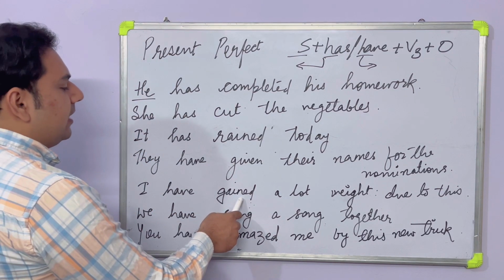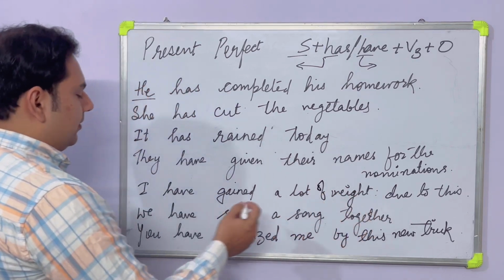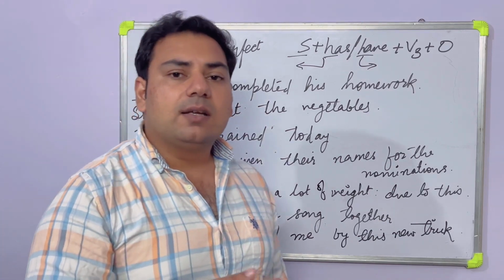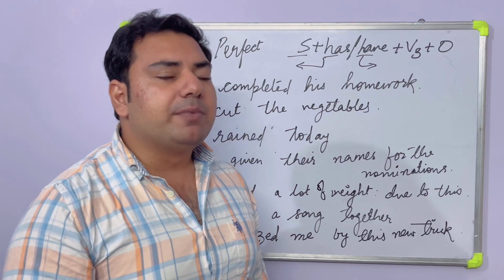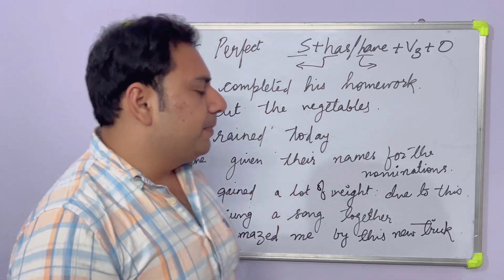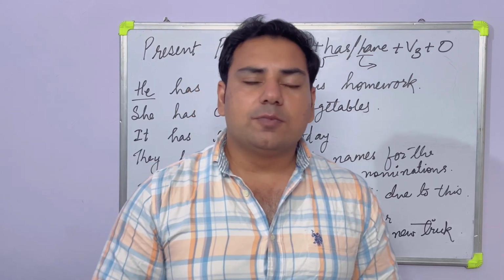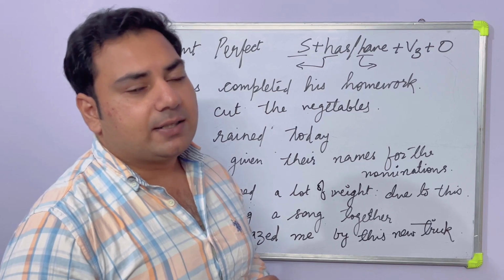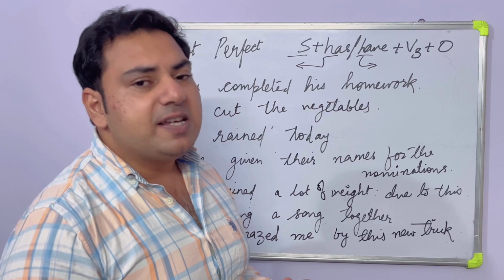I have gained a lot of weight due to this. We have sung a song. Sing, sang, sung. Sung is the third form of sing. So you have to remember this thing. You have amazed me by this new trick. Amazed. So these are the third forms of verbs, and this is how you have to learn the present perfect tense. I don't think that you will find any problem in this. They are very easy, basic.